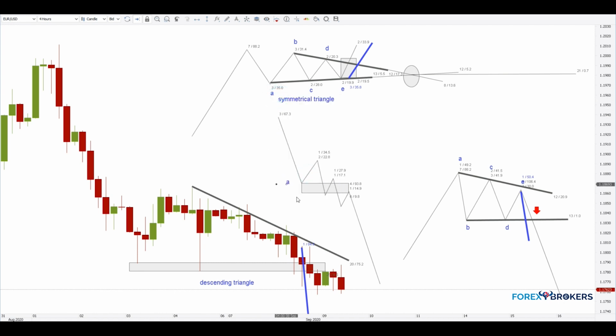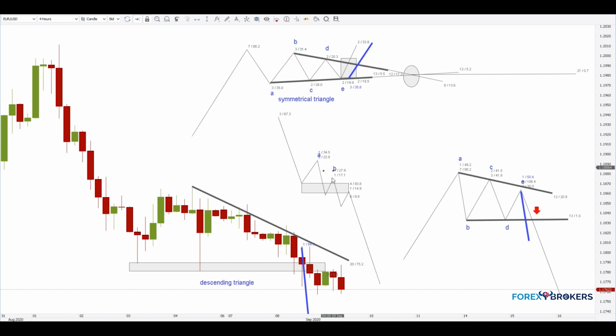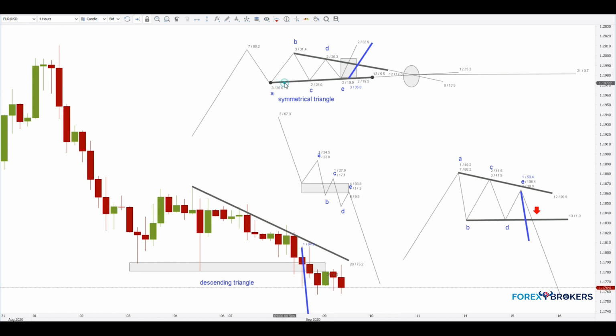If we label it with A, B, C, D, and the E wave, this is how our triangle looks like. Of course, we connect the B to D trend lines and the A and C trend lines.